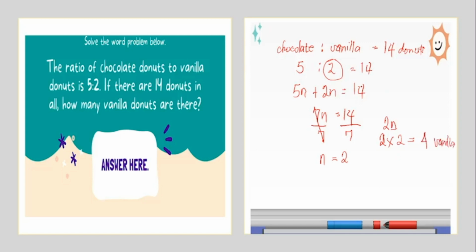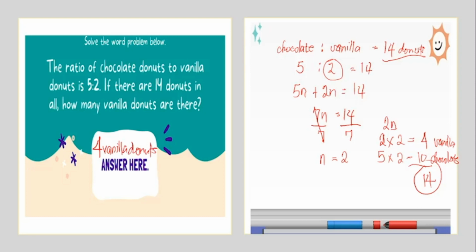Okay, to check this one, we can get 5n, the value of n is 2. 10 chocolates. Okay, this time, when we add them, 14 donuts, which is the same as before. So that's how we solve a partitive proportion. So the answer here is 4 vanilla donuts. Okay. So that's how we solve partitive proportion.